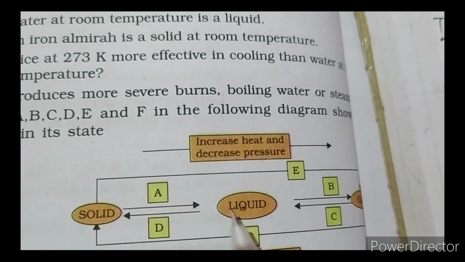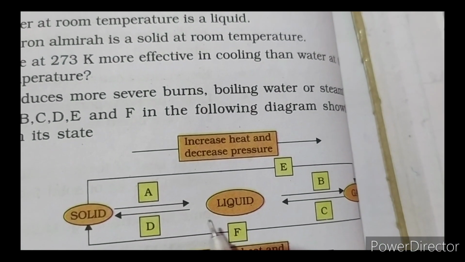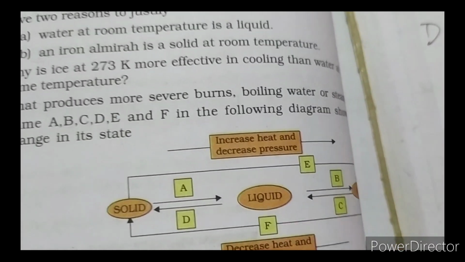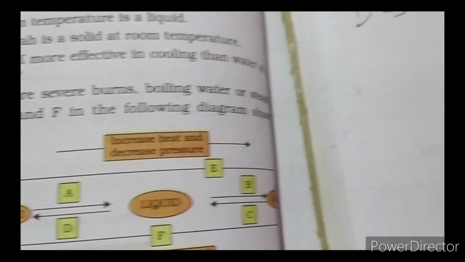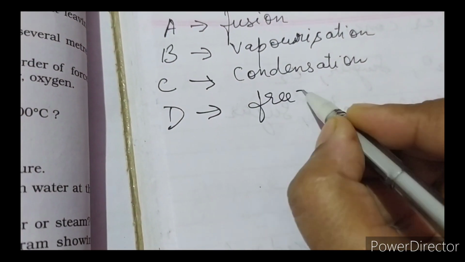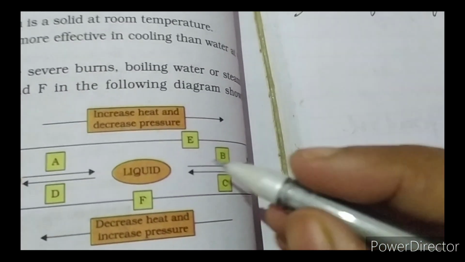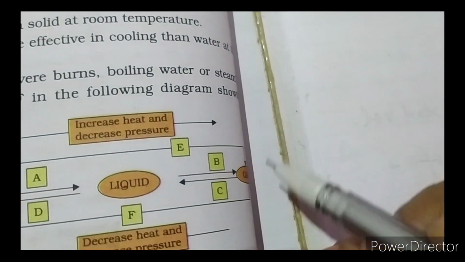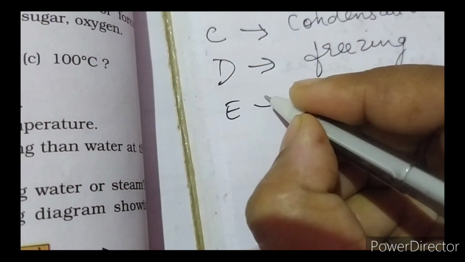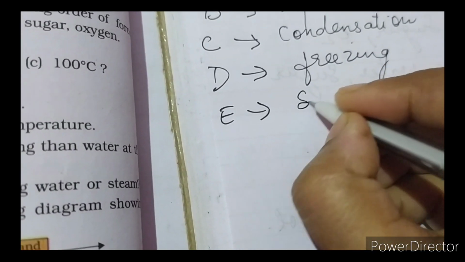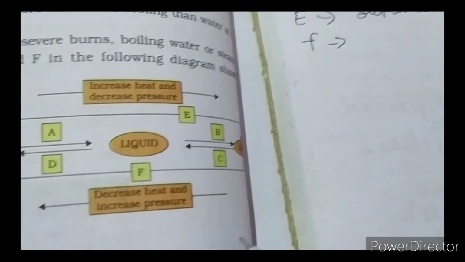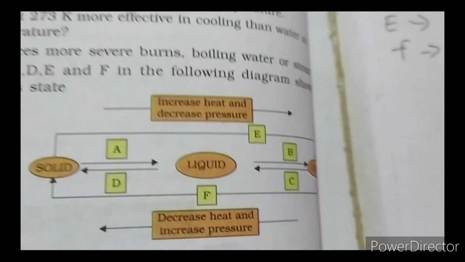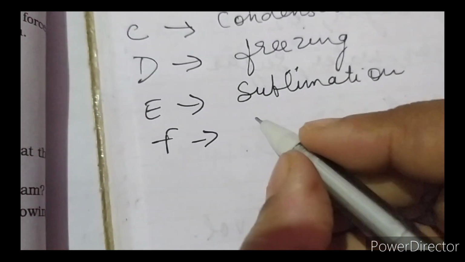The D phenomenon is conversion from liquid to solid, that is termed as freezing. You can write freezing. Next is E. E is a conversion from solid to gas, that is sublimation, directly from solid to gas without passing into the liquid state. And F part is the reverse of sublimation, that is conversion from gas to solid state, which is termed as solidification.